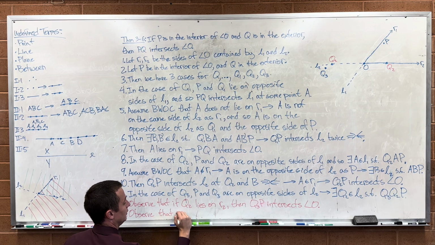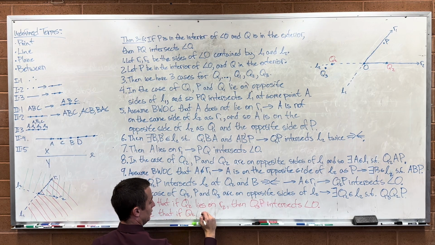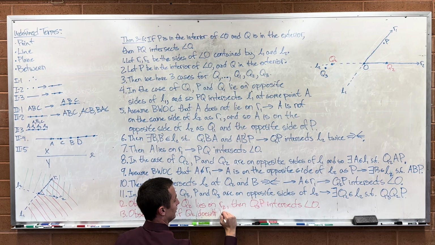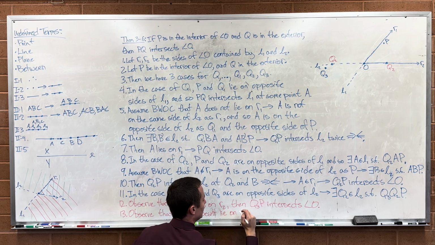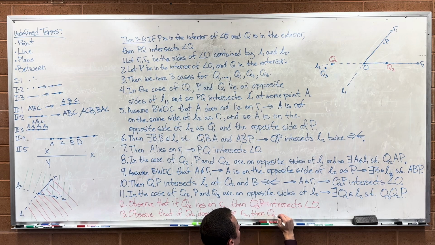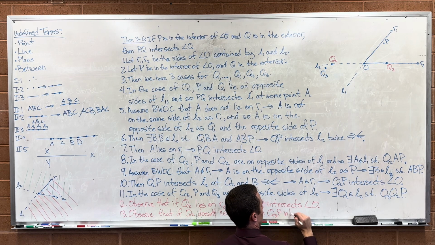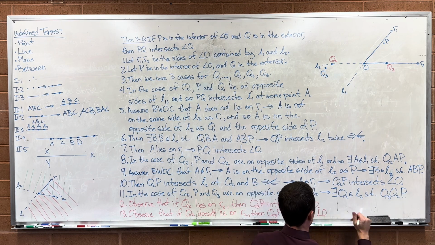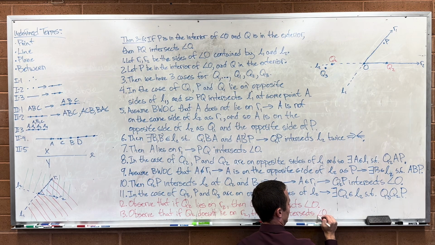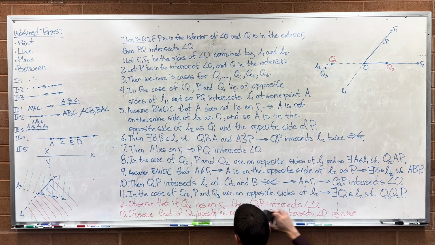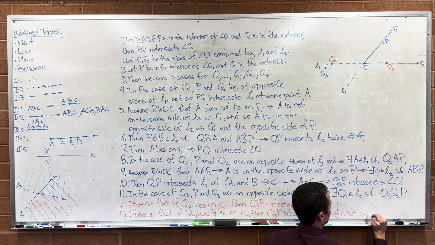Observe that if Q2 doesn't lie on R2, then Q3P intersects angle O. That's an angle symbol. Intersects angle O by case 2. In other words, we've already handled this case. And so we're done.